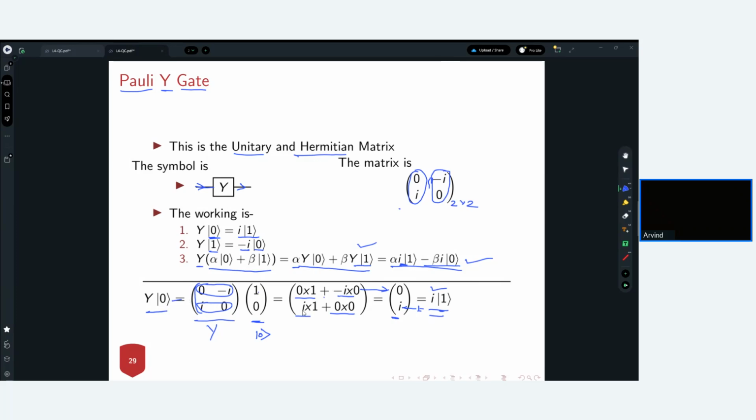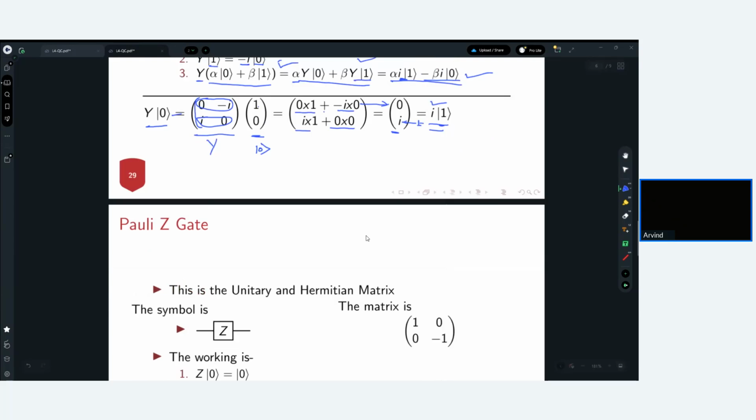In this way, you can also verify other inputs like ket 1 and a superimposed input like alpha times ket 0 plus beta times ket 1. So this is the working of the Y gate.